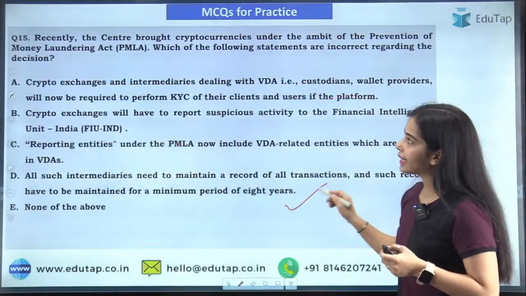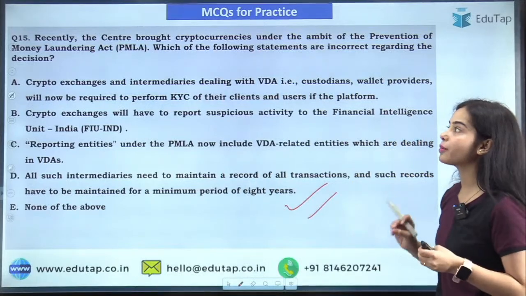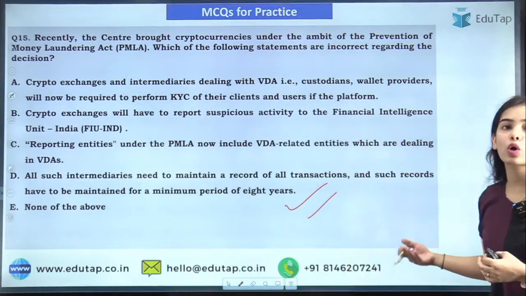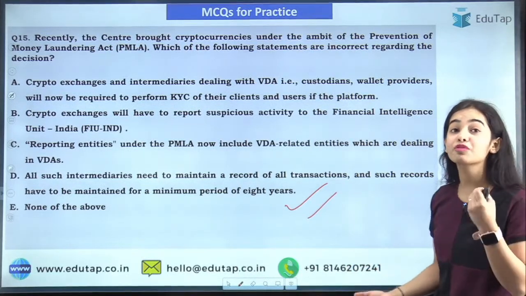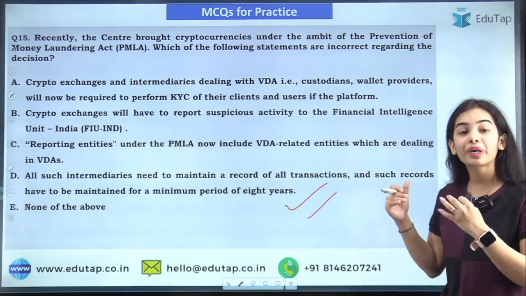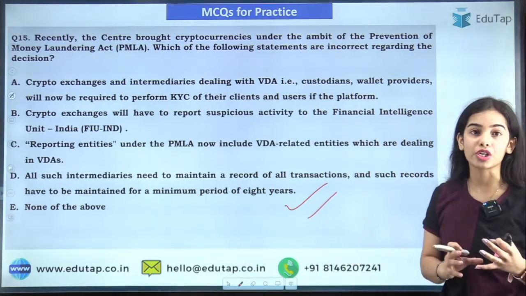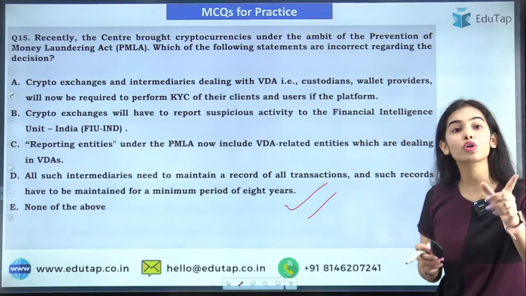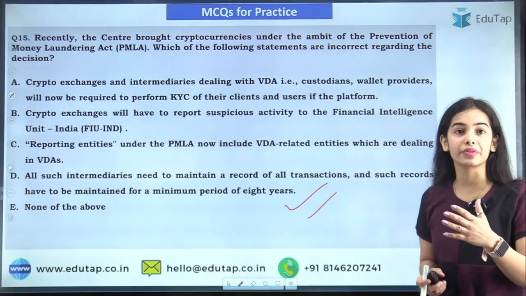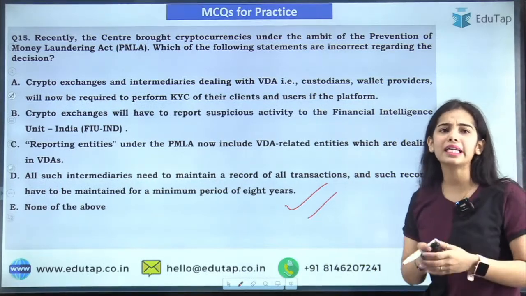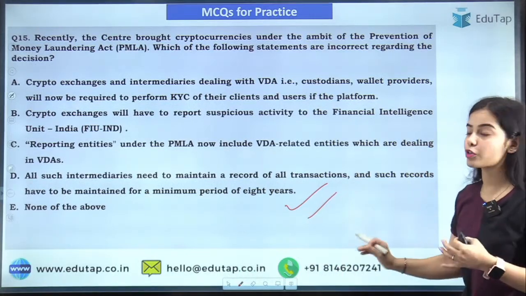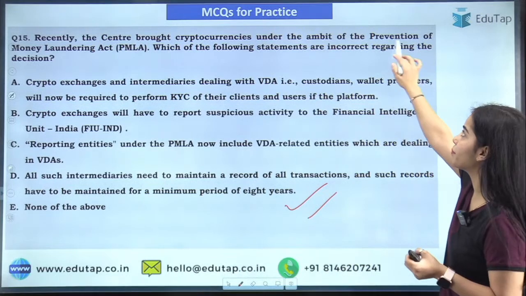Now coming to the next question: recently the Centre brought cryptocurrencies under the ambit of the PMLA. We have all heard and discussed about this, and it is very important because cryptocurrency is a big topic right now. You cannot simply stop cryptocurrency, because if you stop it, it is running in many other countries, so illegal activity will continue. That's why, to regulate cryptocurrency, it has been brought under the ambit of PMLA.